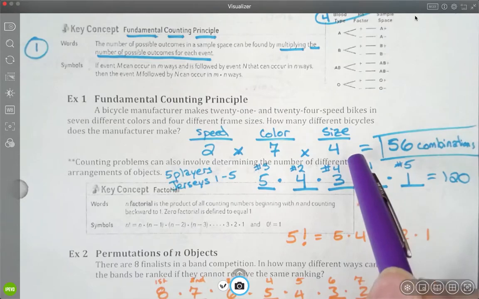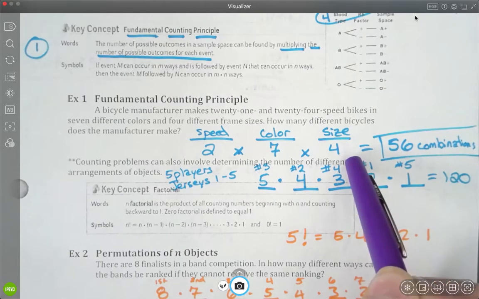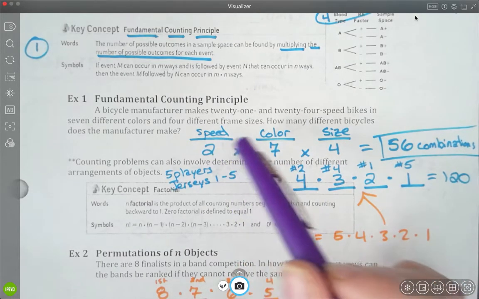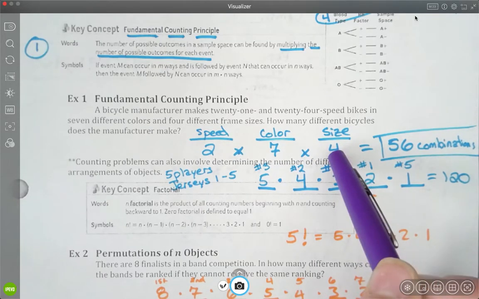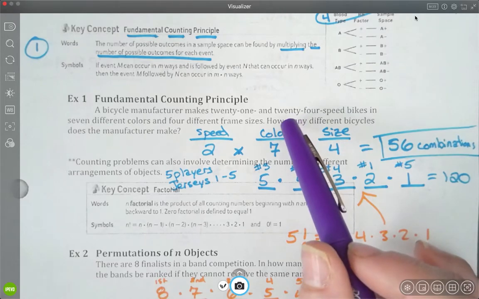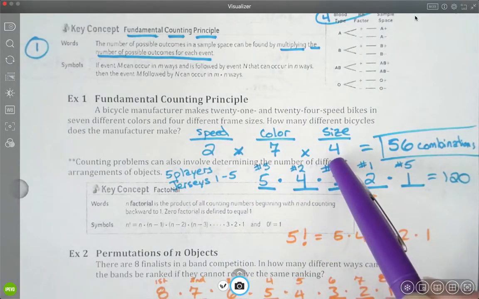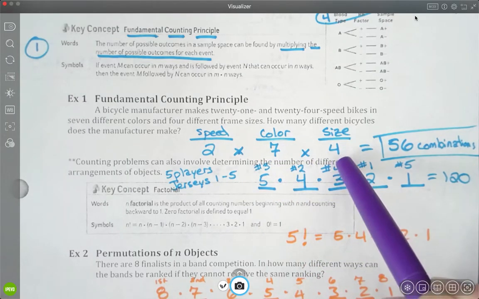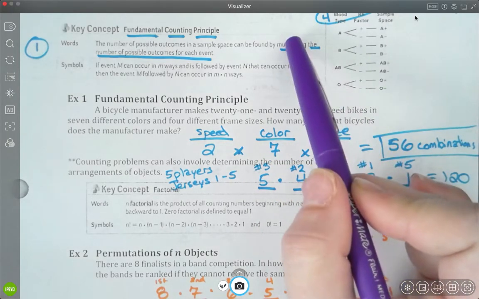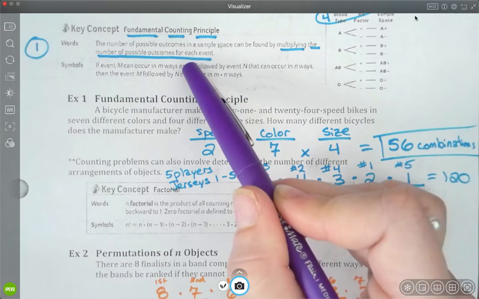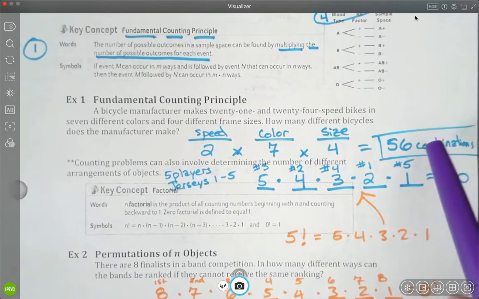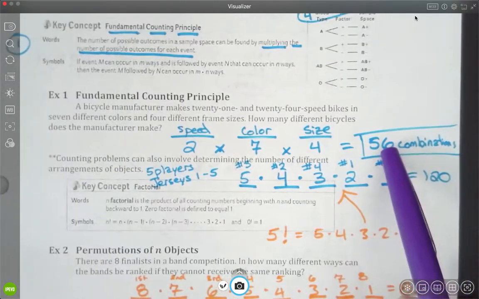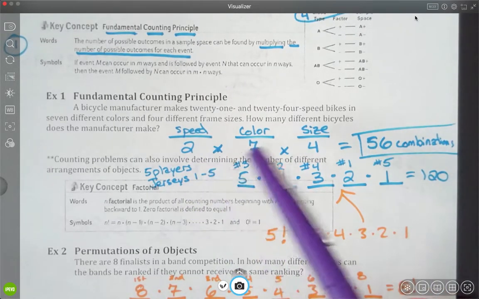So if I want to figure out how many different bicycles can be made, maybe I want a 21 speed bike that's pink and then 10-inch frames or something like that for size. That's just one combination, but how many combinations total are there? I just multiply all those together. 2 times 7 times 4. Okay, that's what it says for fundamental counting principle, multiplying the number of possible outcomes for each event. So that means there's 56 different possible bikes that can be made out of those different options for each one.